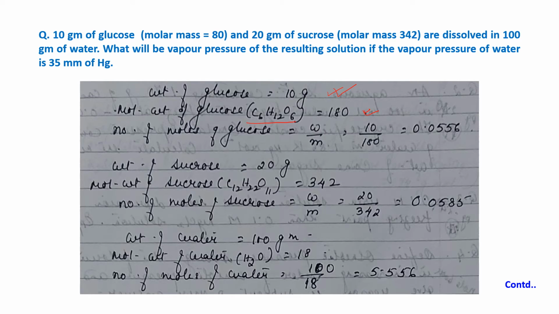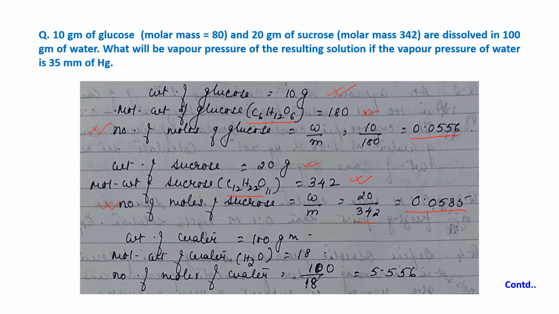So from these two we can find out the number of moles of glucose, that is W by M, weight of the glucose by molecular weight of the glucose. So I am getting 0.0556. Weight of sucrose is given 20 gram, and molecular weight of sucrose, whose molecular formula is C12H22O11, is 342. From here, the number of moles of sucrose is equal to 20 by 342. So it is coming 0.0585.